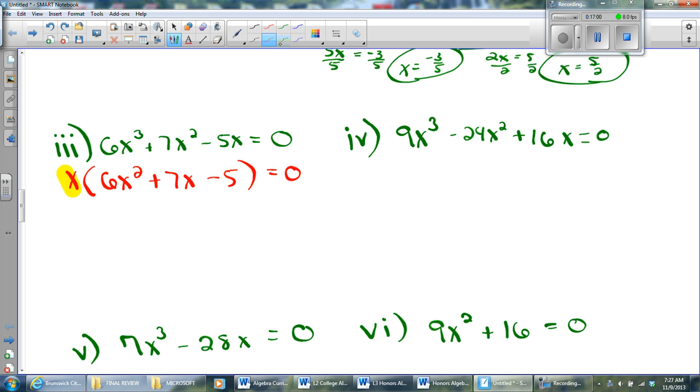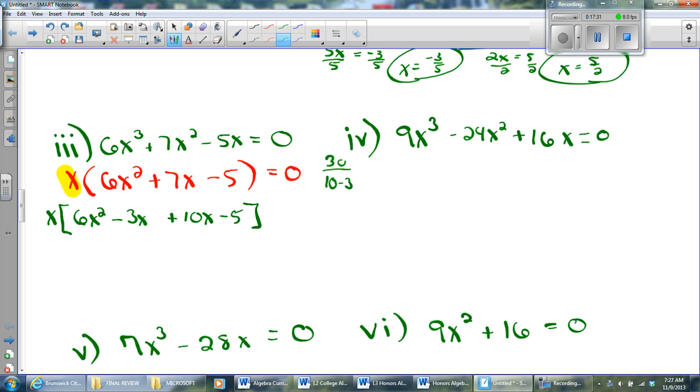So I'm going to look in here and I'm going to multiply 6 times 5 and I'm going to get 30. Okay, I'm going to need two factors of 30 that subtract to get 7. Well, that was pretty obvious. How about 10 and 3? So I'm going to rewrite this as x, and I'm going to change it to a bracket there because I'm going to work inside here. And then I'm going to have 6x squared minus 3x plus 10x minus 5.